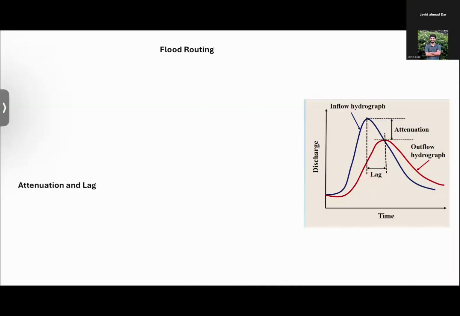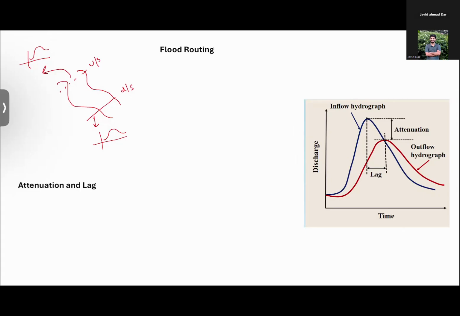So starting with flood routing. Flood routing is a technique through which we can find the hydrograph at the downstream section. So let's say you have a river. This is your upstream section, and this is your downstream section. If you know the inflow hydrograph, you can compute the hydrograph at the downstream section. So in short, this is a type of forecasting of the hydrograph at the downstream section by knowing the hydrograph at the upstream section.